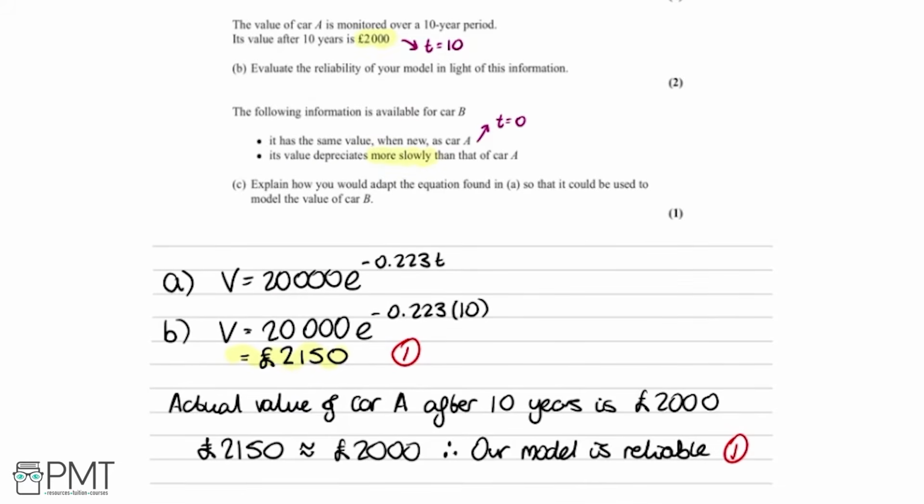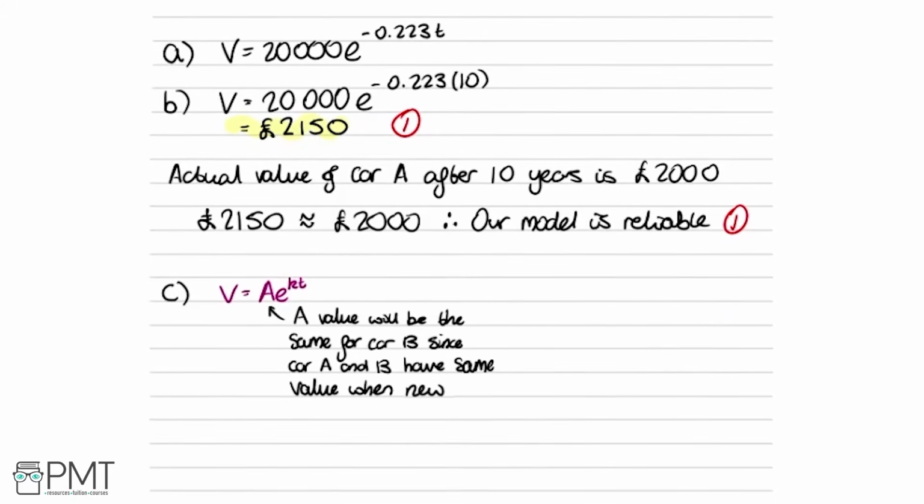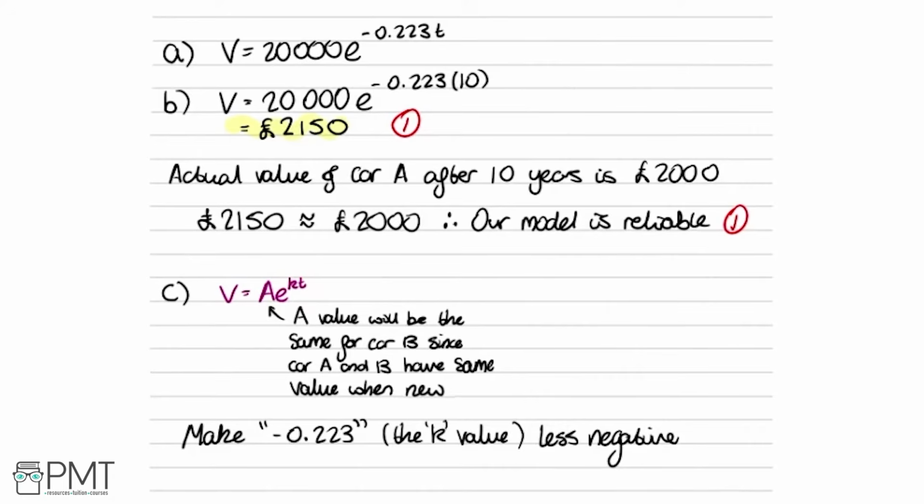Now the key bit of information here is that the value depreciates more slowly. Therefore, our k value will need to be closer to 0, so less negative. So the more negative the k value is, the quicker the value would depreciate. So we want to reduce the k value to be closer to 0 than for car A, which is minus 0.223. So writing that out, we want to make minus 0.223, or the k value, less negative. That's all we've got to say to get the 1 mark for part C.